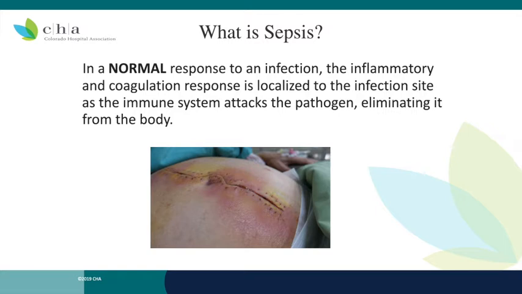So, in a normal response to an infection, we have our typical signs of inflammation. So we have swelling, we have redness at the site, it's tender or painful to the touch, and it could be hot. So this is the body's normal inflammatory and coagulation response, and it keeps it localized and it eliminates the pathogen from the body. Sepsis is when that pathogen, that infection, cannot be controlled at the source, and it becomes systemic throughout the body.